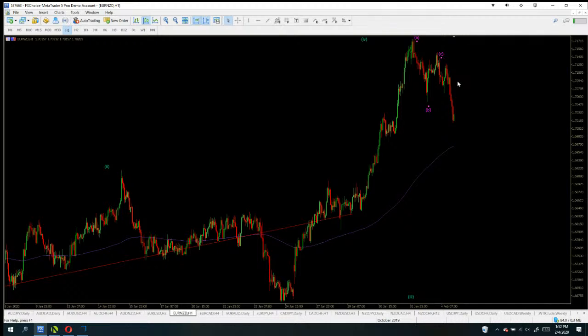So I'm going to wait and see. I don't plan on getting into a trade ahead of this news. I'm going to wait and see because it's a little unclear to me.